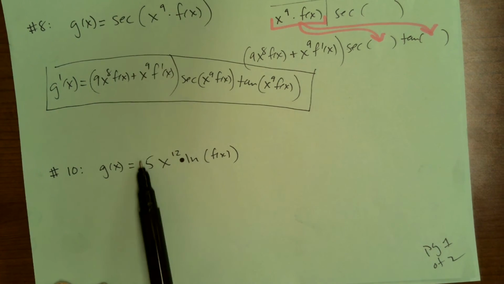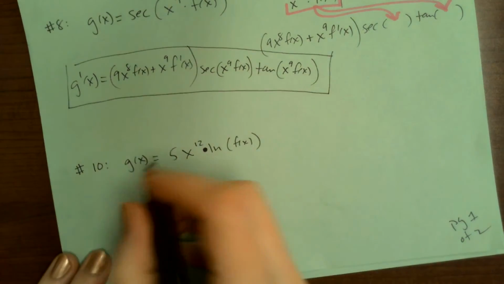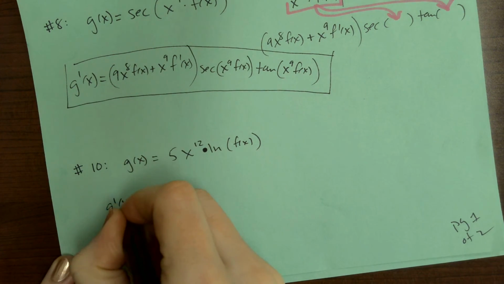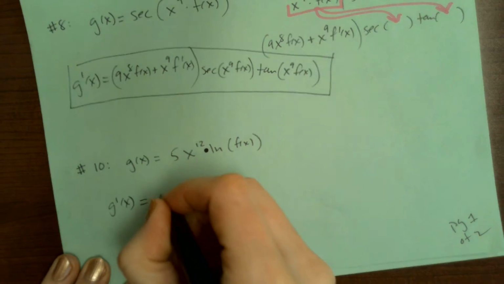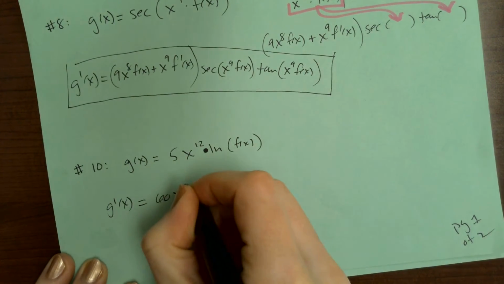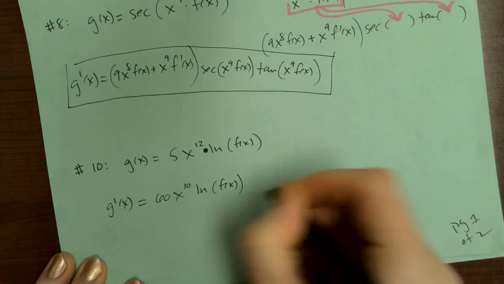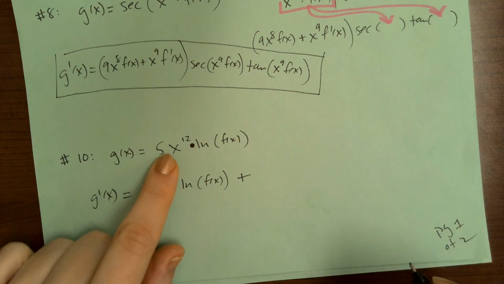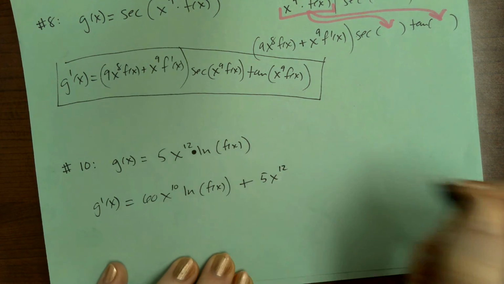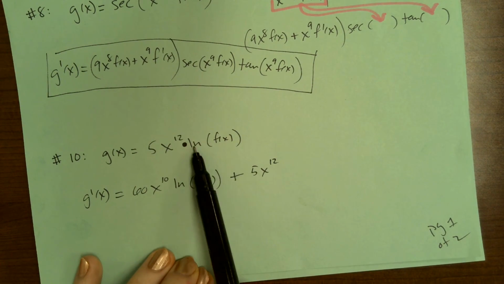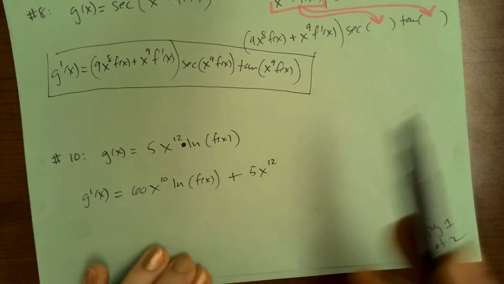All right, so we've got our first function here, our second function here. So g prime of x, so I'm going right into product rule. The derivative of this is 60x to the 11th. And then the natural log of f of x just comes down, plus. Now the first function just comes down. And then I'm going to multiply it by the derivative of this second function.